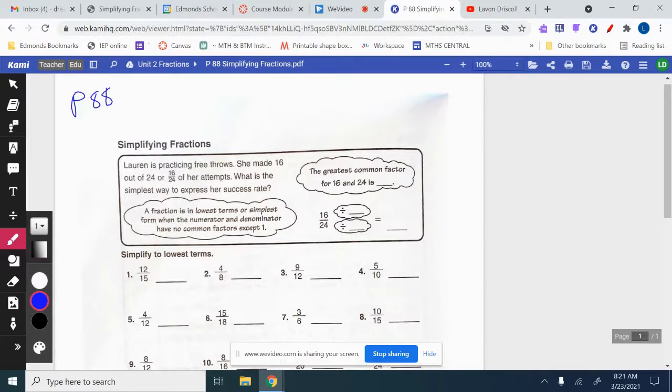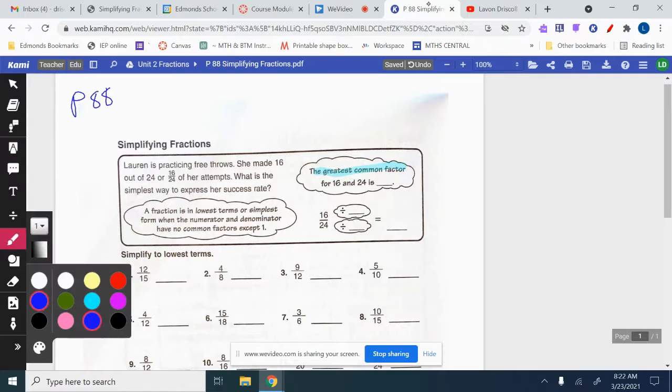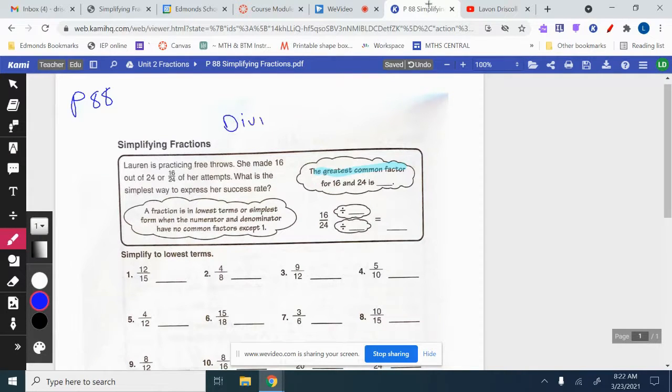Fractions. Now, it tells us to find the greatest common factor for 24 and 16, but sometimes that's not as easy to do. And so I want you guys to remember that you could always check for division by 2, 3, 5, sometimes 7. So let's take that and look at 16 and 24.